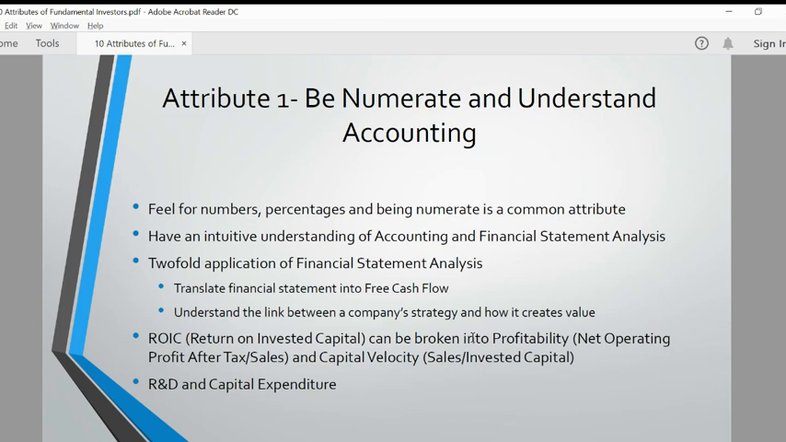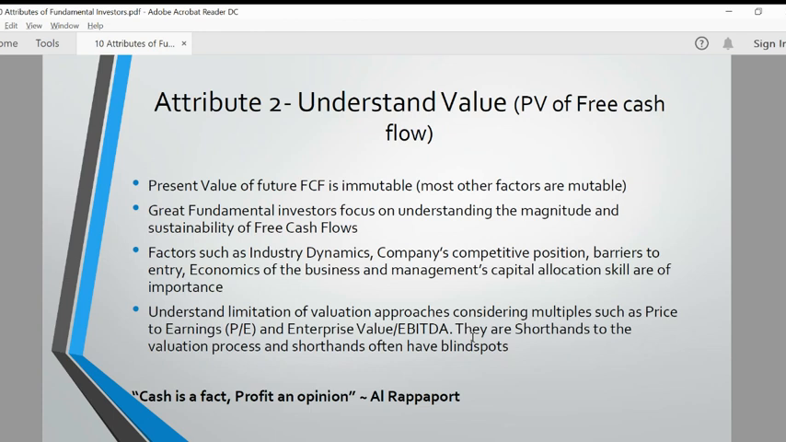So, moving on to attribute two, understand value, the present value of free cash flow. The present value of future free cash flows is immutable. Almost all other factors tend to be mutable or subject to change. However, computing free cash flow and understanding the durability or sustainability of these free cash flows is an important focus of great fundamental investors.